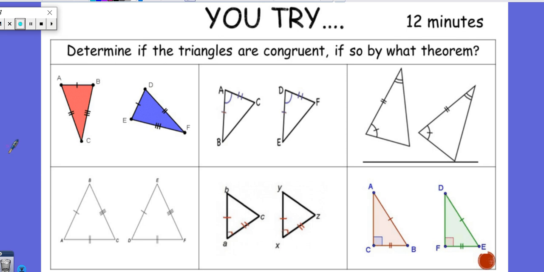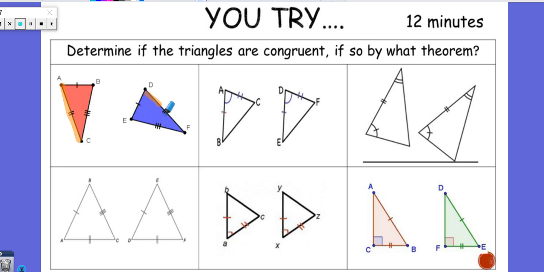All right, so what I want you guys to do, we're going to go through and answer these questions. It says determine if the triangles are congruent. If so, by what theorem? Okay, so if we look here, I'm going to go highlight the sides that match.